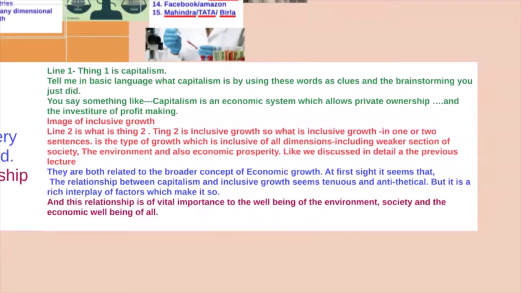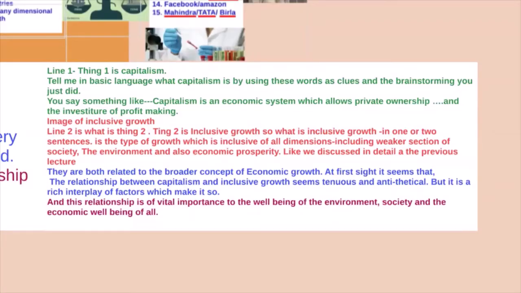And then you move on to thing two. Mention what inclusive growth is. Say that inclusive growth is the kind of growth which is inclusive of all dimensions. It includes weaker sections of society, it includes the environment, and also economic prosperity. And we did this in the last lecture.